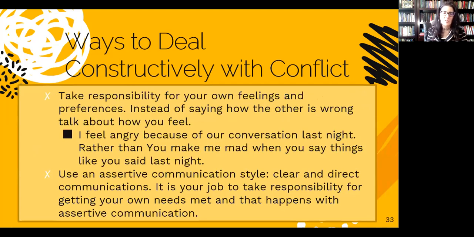Okay, continuing on with constructive ways to deal with conflict. Taking responsibility for our own feelings and preferences. That's hugely important. So instead of saying how the other person is wrong, talk about how you feel. So, I feel angry because of our conversation last night, rather than, you make me mad when you say things like you said last night. Do you see the difference?